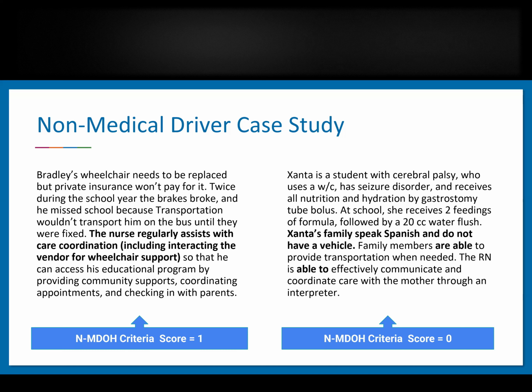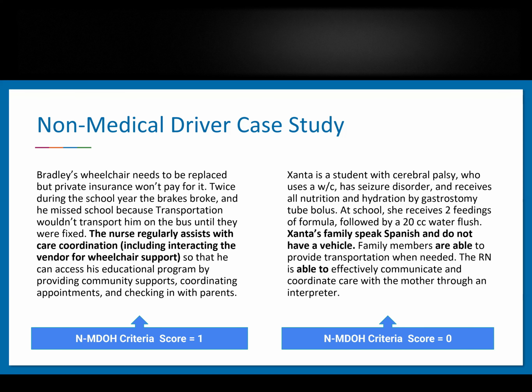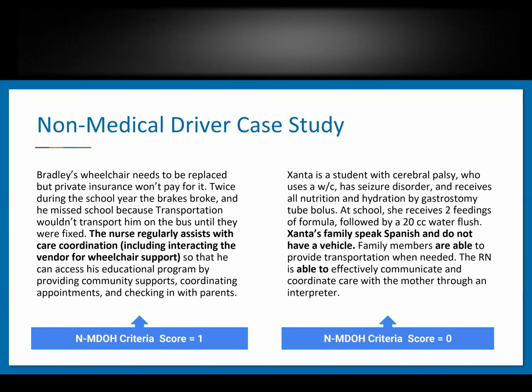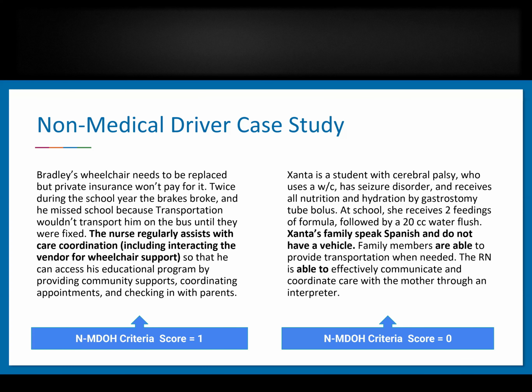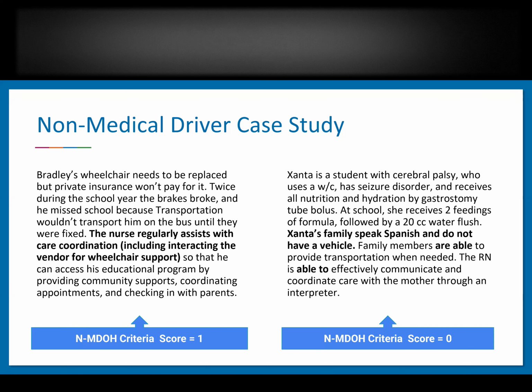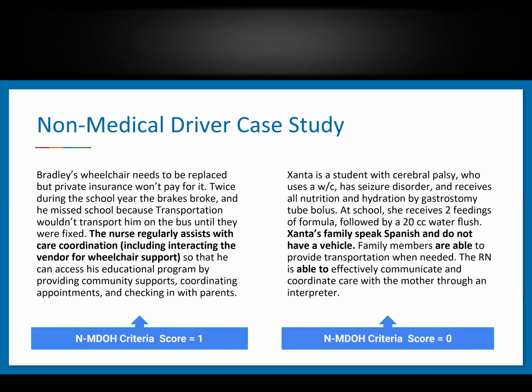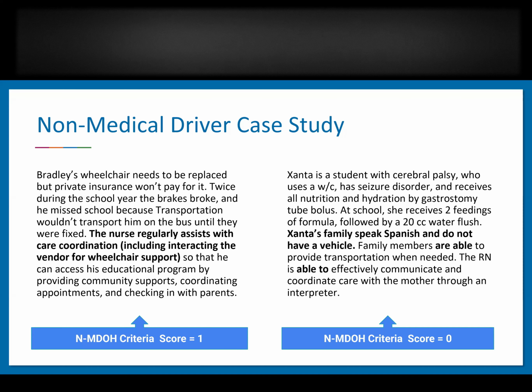Xanta is a student with cerebral palsy who uses a wheelchair, has seizure disorder, and receives all nutrition and hydration by gastrostomy tube bolus. Xanta's parents speak Spanish, and they do not have a vehicle. Xanta's extended family members are able to provide transportation when needed. The RN is able to effectively communicate and coordinate care with the mother through an interpreter. So the non-medical driver of health score would be a 0. Additional care coordination is not needed by the nurse because the systems are making the student have access to education.